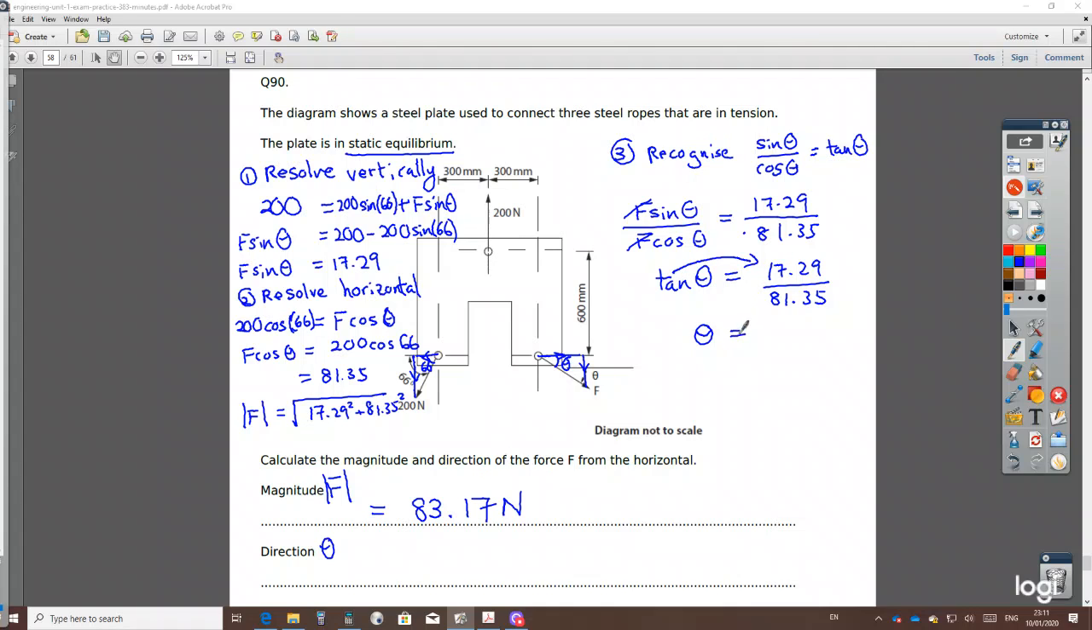So therefore theta is equal to inverse tan, bracket 17.29 over 81.35, and put that in the calculator, and that should give you 12.00 degrees to 2 decimal places. And so theta is 12.00 degrees. Okay, so that's how you do it.